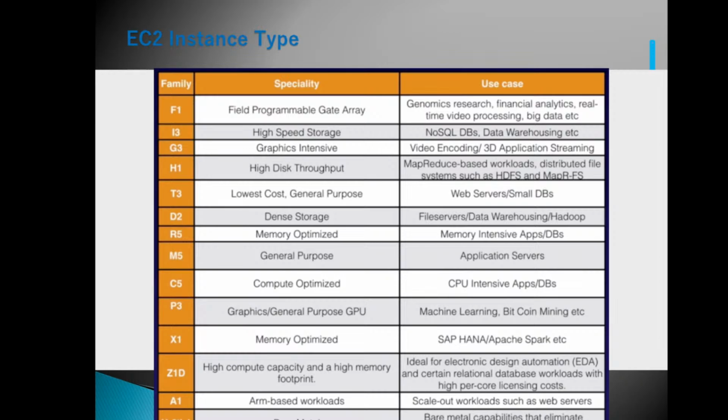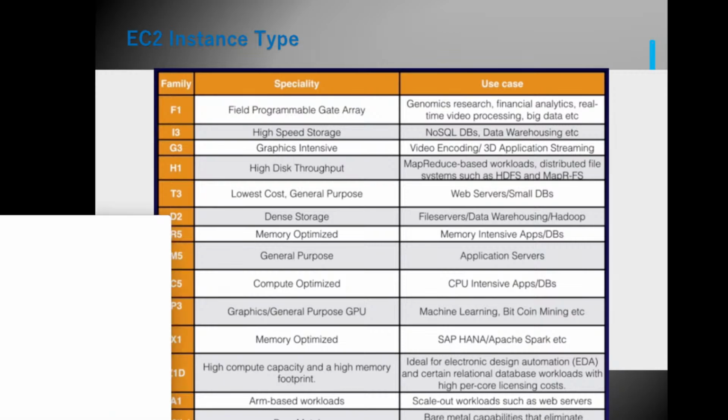Then low cost general purpose, T family. So we are going to use T family in our practical, in our lab. Amazon has provided a free tier for EC2 machine only for T family, that is T2. Okay, only for T2 machine we are eligible for free tier.